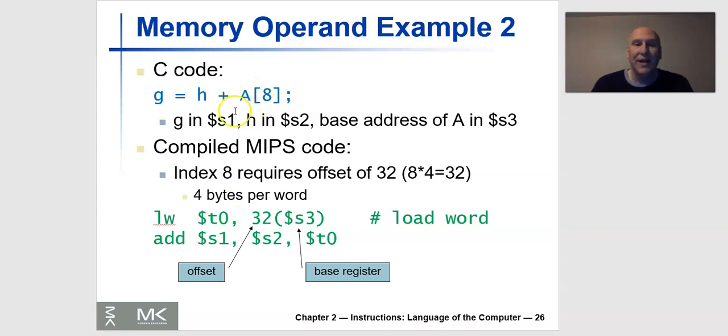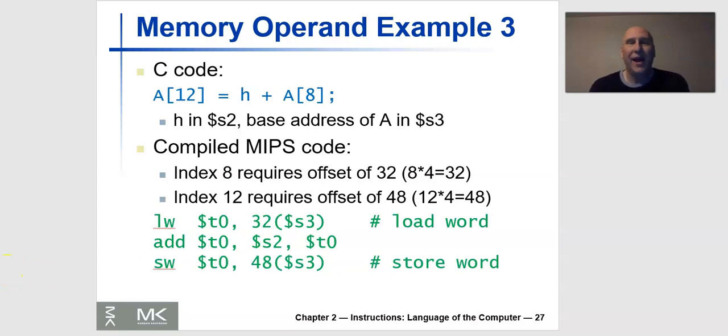But once that's done, now you've got to add it to H, then put the result in G. So here is the add instruction. G is your destination. That's S1. That's G's register. H is your first source, that's S2, that's H's register, and then you want to add A bracket 8. Well, A bracket 8, its value is contained in T0, so that's why T0 is your second source for this example.